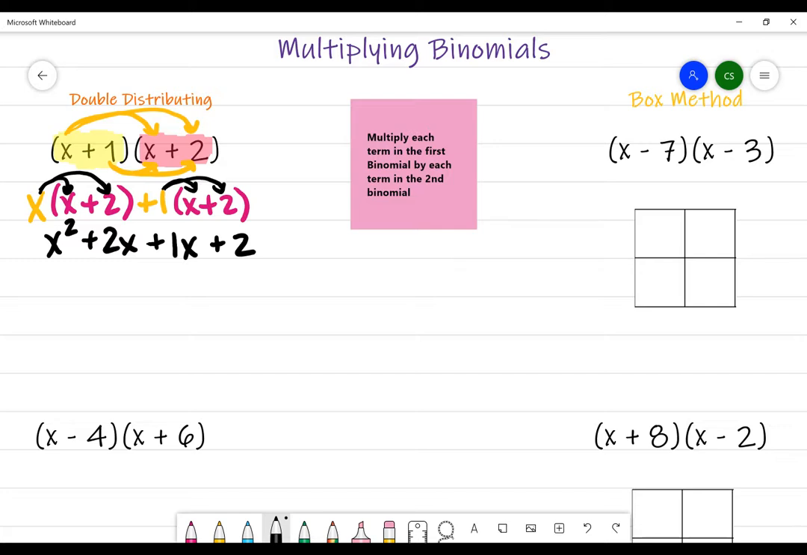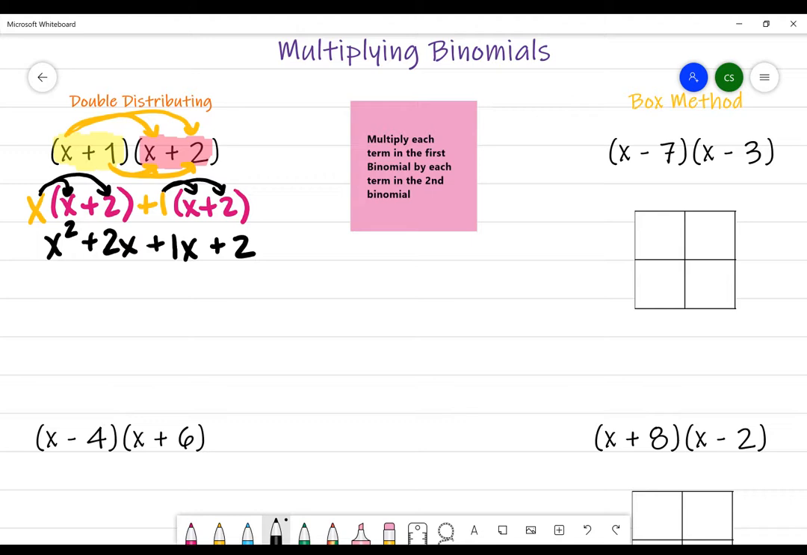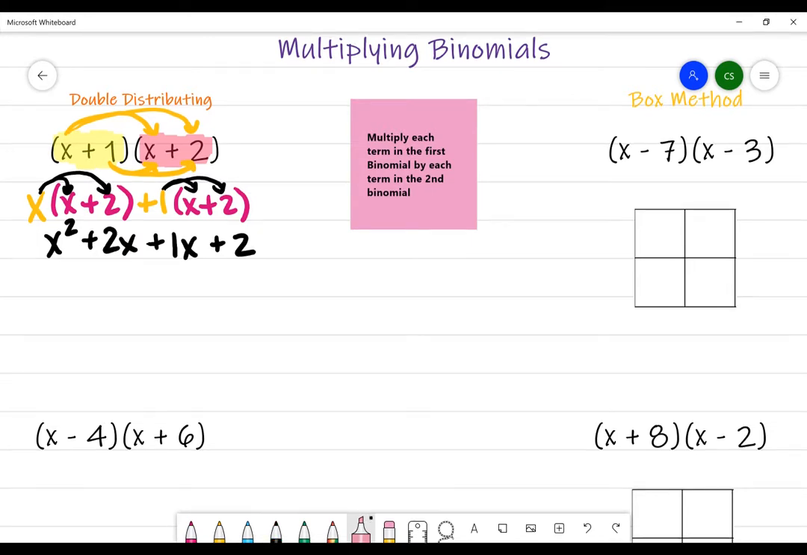Now, I got to make sure that I've combined my like terms because that means that it is simplified. So that means I need to check it. Do I have any terms that have the same variable and the same exponent? 2x and 1x. That takes us back to adding and subtracting polynomials. That means if they have the same variable, because I'm adding them, I can combine the coefficients. So x squared plus 3x plus 2.